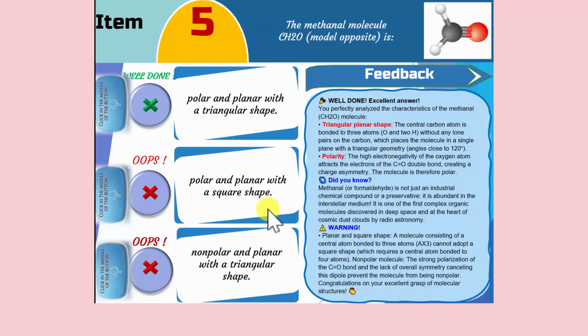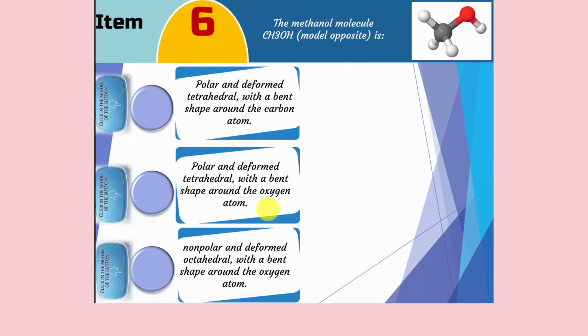The correct answer is that methanol, CH3OH, is polar and has a distorted tetrahedral arrangement around the carbon with a bent shape around the oxygen. The key distinction is that the molecule bends at the oxygen, not at the carbon. The oxygen's two lone pairs create that bent geometry, while the polar OH bond and the uneven distribution of charge make the entire molecule polar. An octahedral nonpolar description does not apply here, since octahedral geometry involves 6 bonds, and methanol clearly does not have that structure.